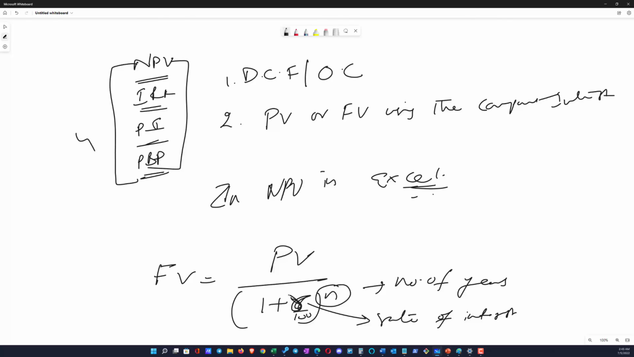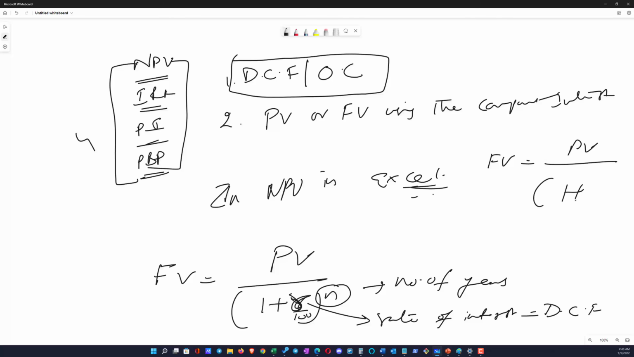You must be thinking where the rate of interest is coming from. We spoke about discounted cash flow, right? That has to be considered as rate of interest. So you can write the formula something like this: PV times 1 plus discounted cash flow interest by 100, to the power of number of years. Now I'll explain how to compute the numbers for net present value, IRR, profitability index, and payback period in Excel.